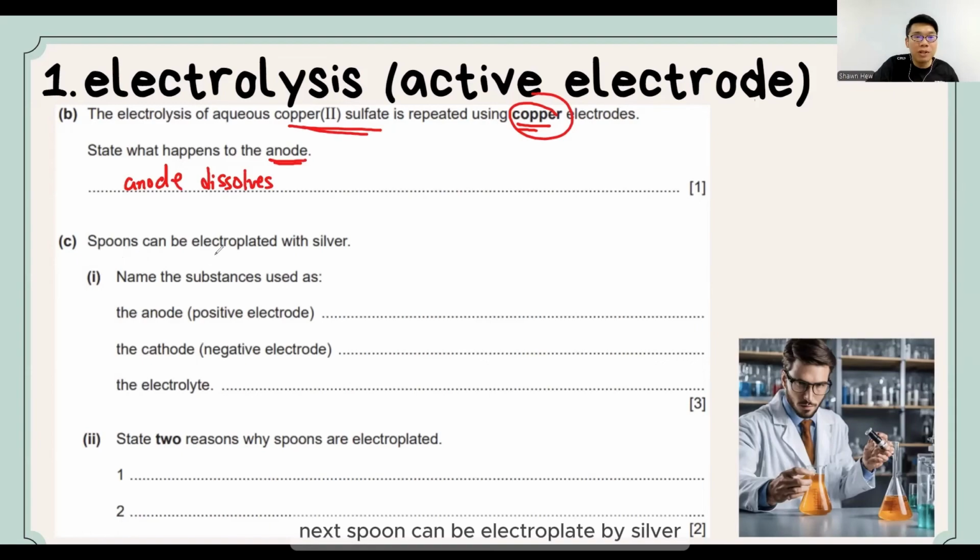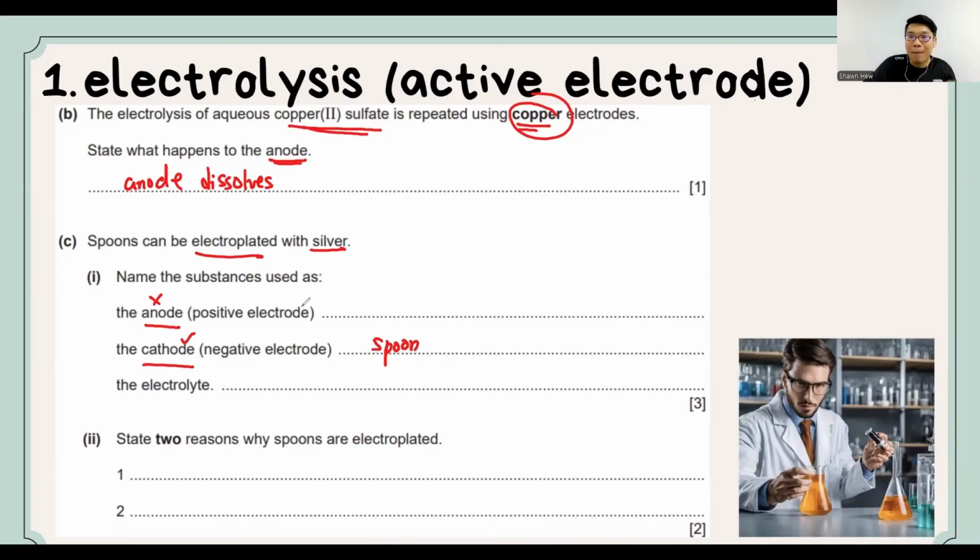Next, spoon can be electroplated by silver. So name the substance used at the cathode and anode. The spoon you still need, so cannot put at anode. Anode will dissolve, so we put spoon on cathode. Silver, I put it at anode.